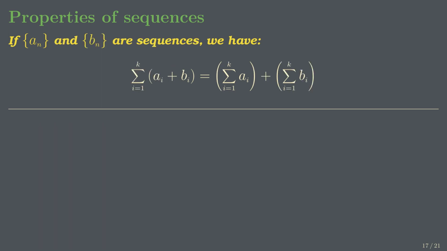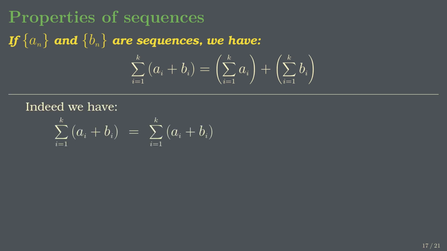The next property is that if you have two sequences, an and bn, then you can tell how to compute the sum of two summations. If you take the summation of ai plus bi, that is equivalent to first taking the summation of ai, and then taking the summation of bi, and then you take the sum of the two resulting numbers. And you can also prove that easily.